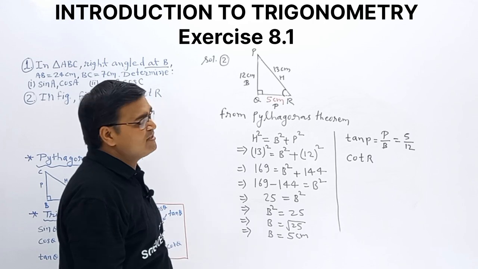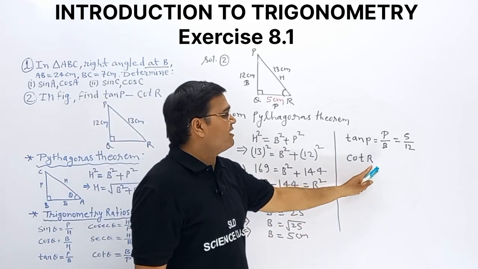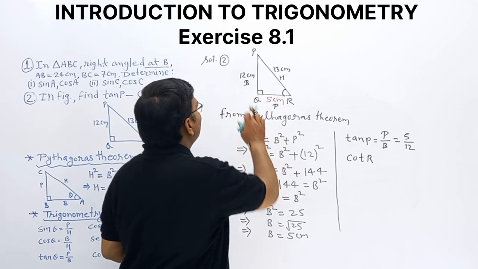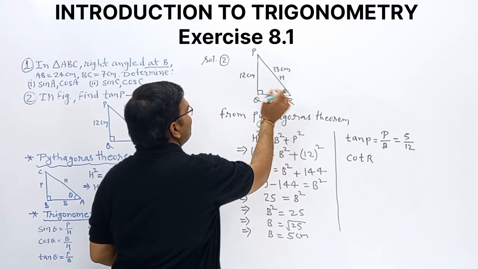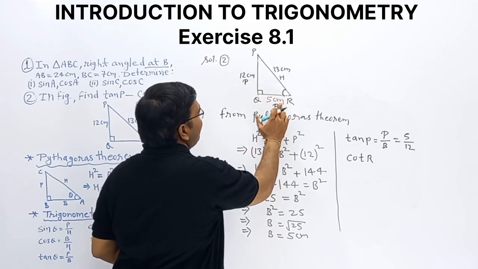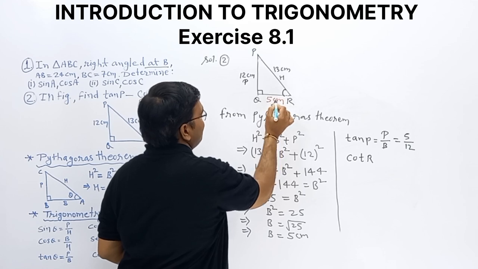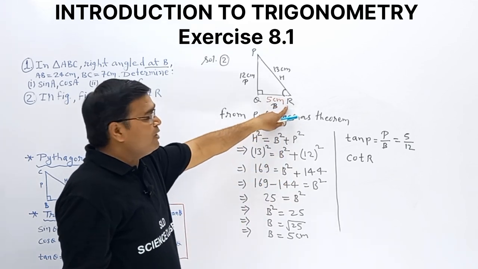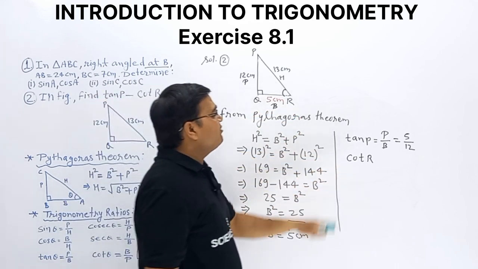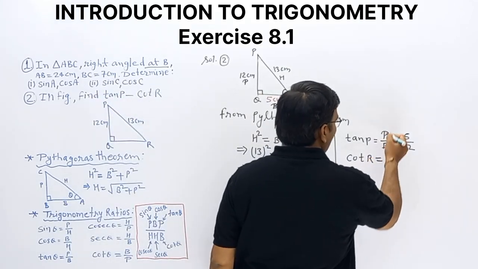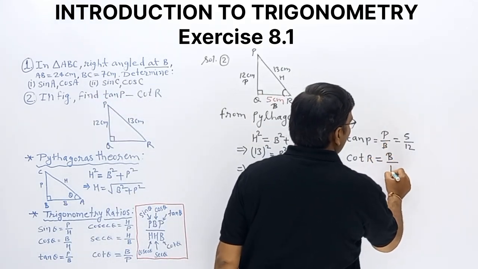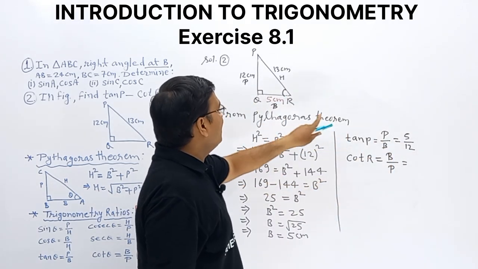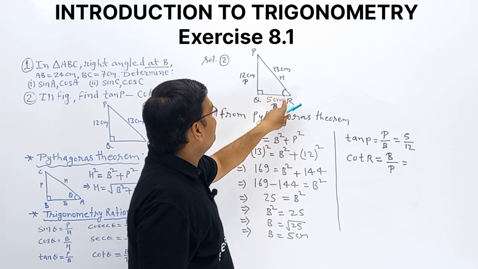Now once we take cot R, what is the angle of reference? R. Its opposite will be perpendicular and its adjacent will be base, like this, which we considered already. So the acute angle is R, then cot R equals what? Reciprocal of tangent. The reciprocal of this will be base upon perpendicular.